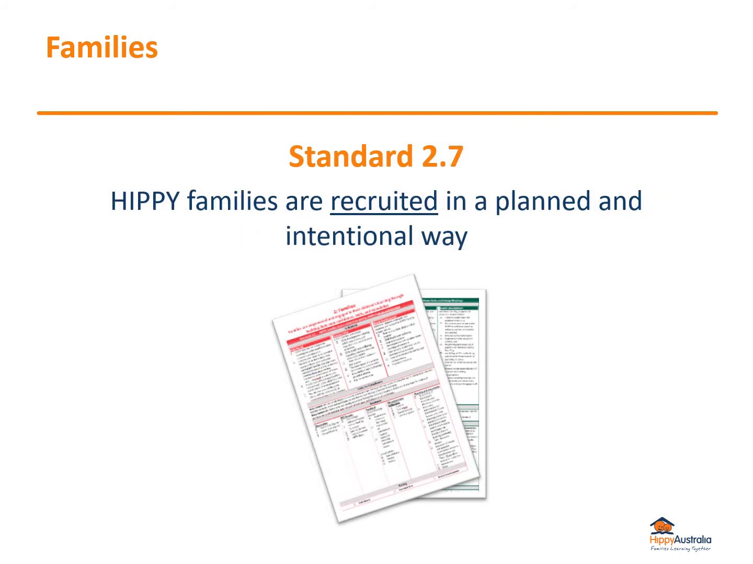Standard 2.7, HIPPY families are recruited in a planned and intentional way. The indicators for this standard look like the site having planned and intentional strategies regarding when, where, who, and how to recruit families. Standard 2.7 also looks at how the site reviews what has worked well previously when recruiting families and any barriers previously experienced during recruitment, and how they can adjust their current practice accordingly.